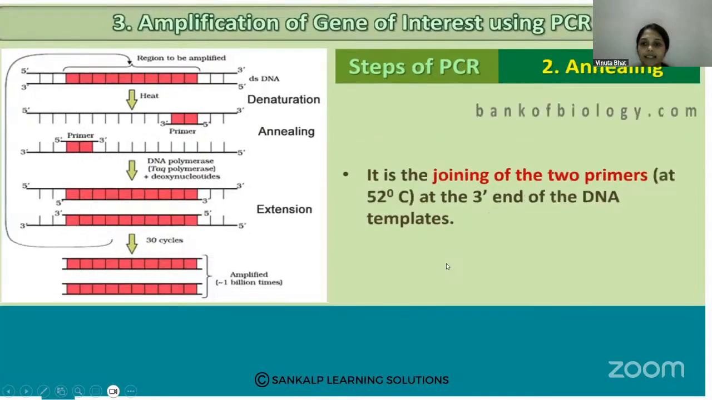Okay. Then second step is annealing. So what is this annealing? So it is the joining of two primers. So here you can see the RNA primer that is joined in this, and here also you can see the RNA primer. So at the 3' end of the DNA templates, it is the joining of the two primers. Here you can see one primer that joined the 5' to 3' template strand, and another primer is also added at the 3' to 5' strand of the RNA. Okay.